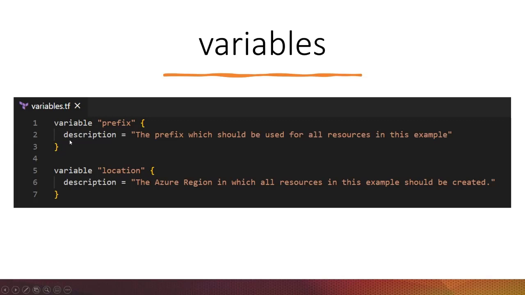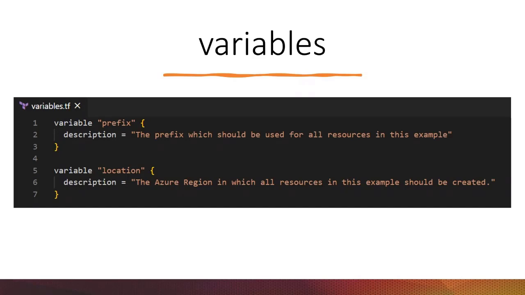This is the format. If I were using the default option to put the actual value in here, I would just add a line that says default equals and then my value. For example, the location is probably easier: default equals East US. But like I said, I didn't want to put that into the variables file, because I want to reuse the variables and just change one file, which is the terraform.tfvars file.